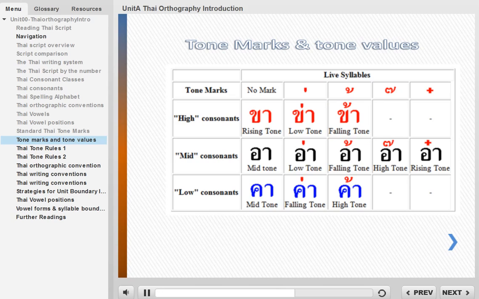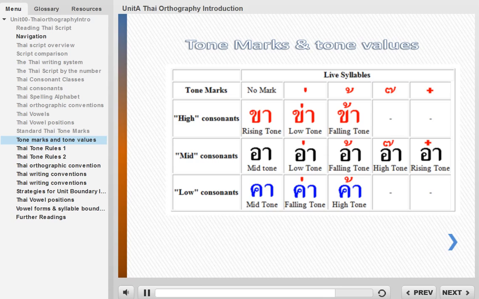For a syllable beginning with a mid-initial consonant, the tone of an unmarked live syllable is mid, as in ah. With tone mark 1, the tone is low, as in ah. And with tone mark 2, the tone is falling, as in ah. With tone mark 3, the tone is high, as in ah. With tone mark 4, the tone is rising, as in ah.